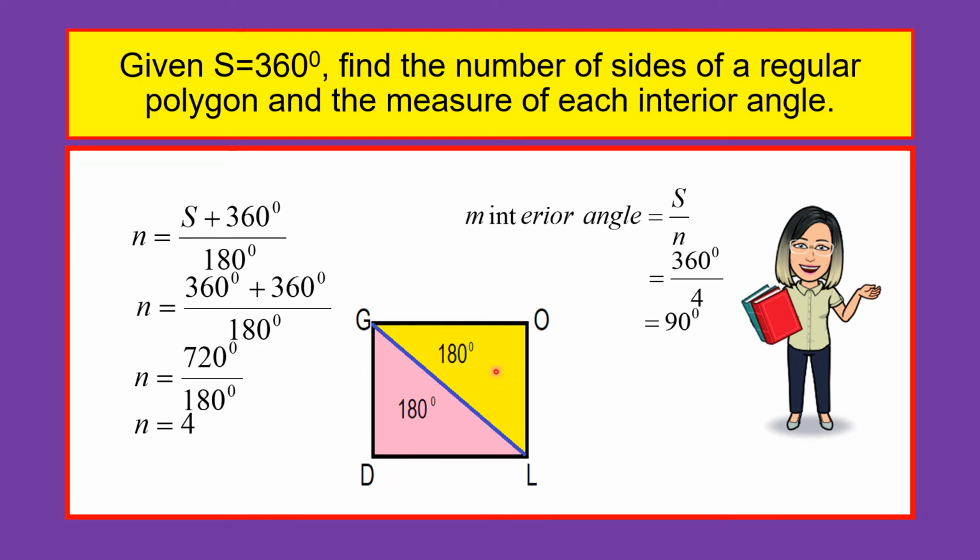And what is the measure of each interior angle of a square? The answer is 90 degrees. Or we can make use of the formula S over N. What is our S? Our S is 360, and our N is 4. 360 divided by 4 is equal to 90 degrees. So this is 90. This is also 90. This is 90. And this is also 90.